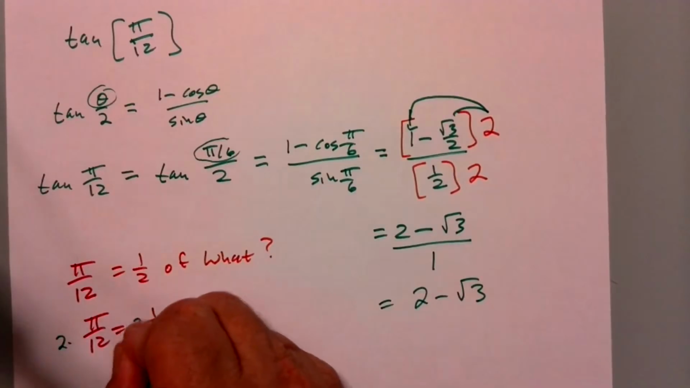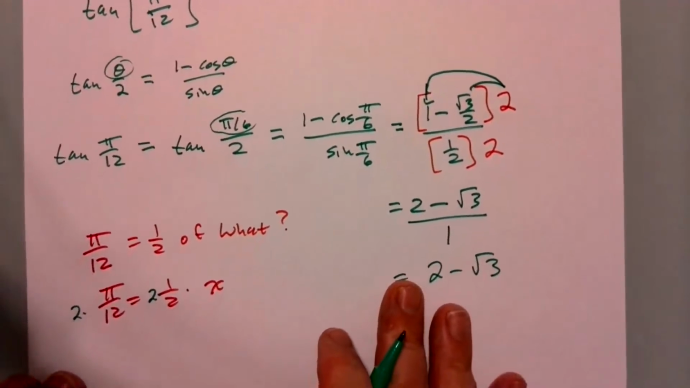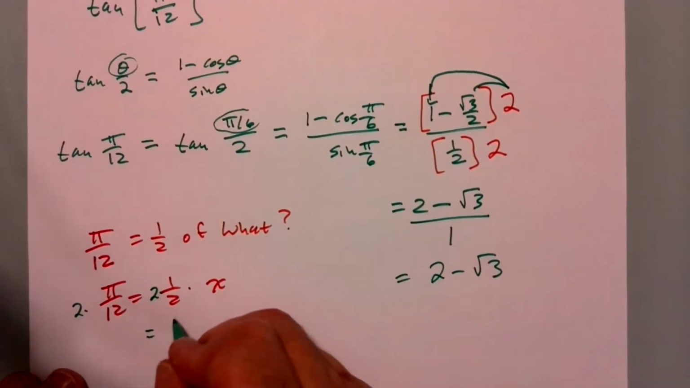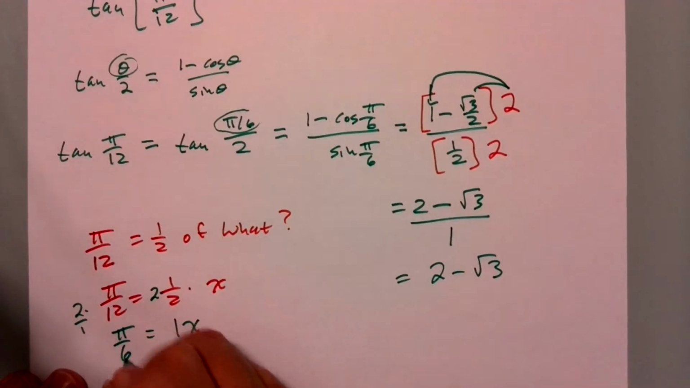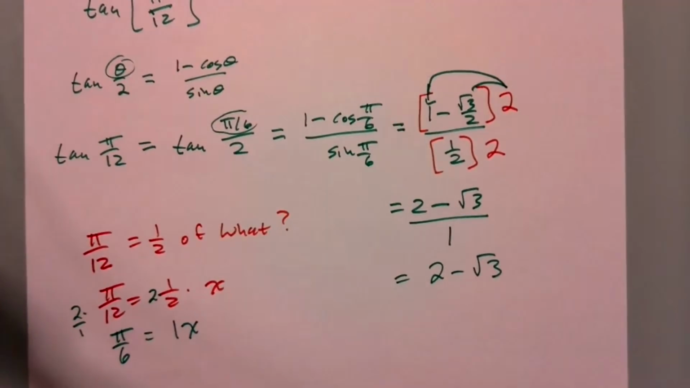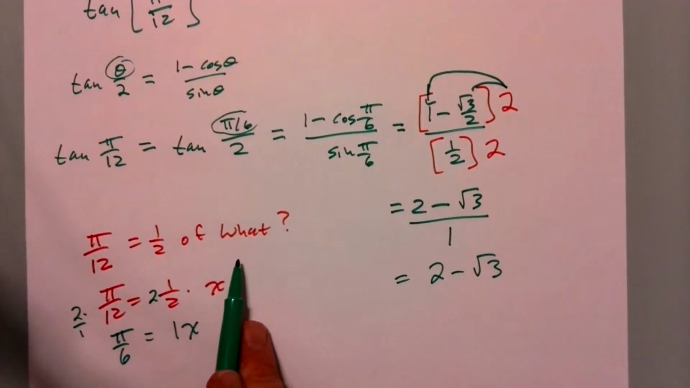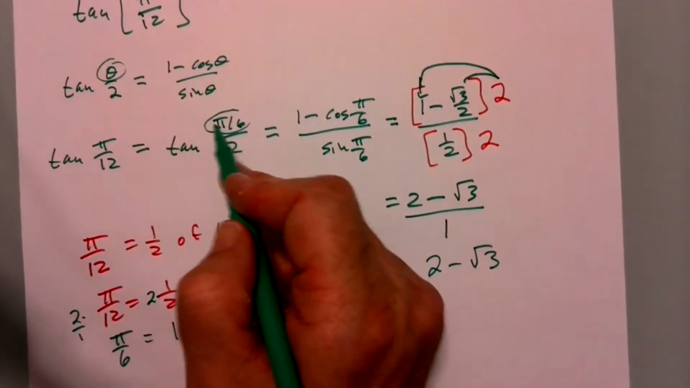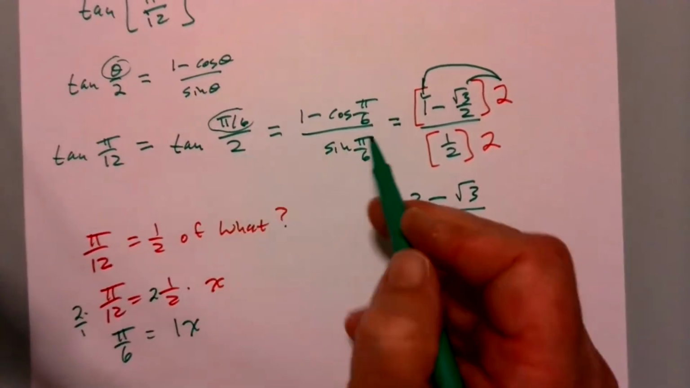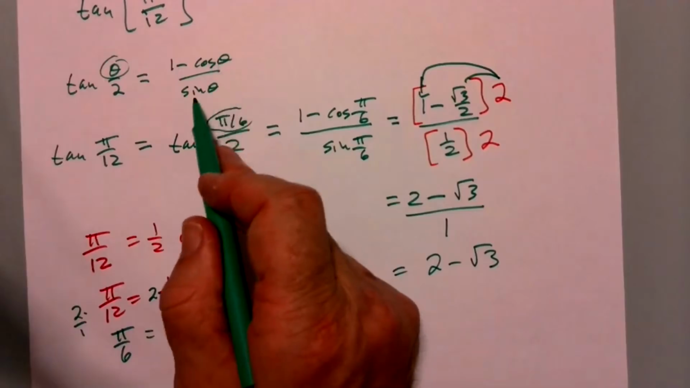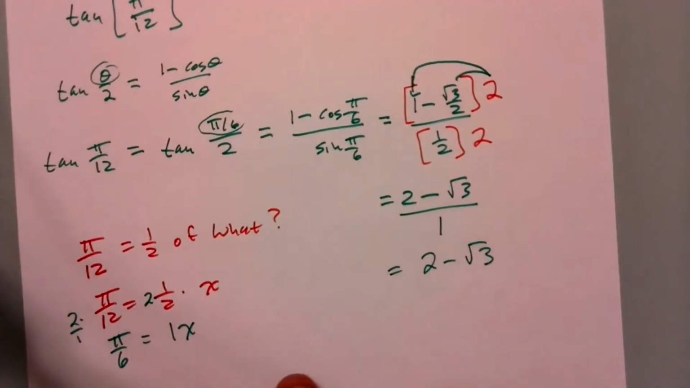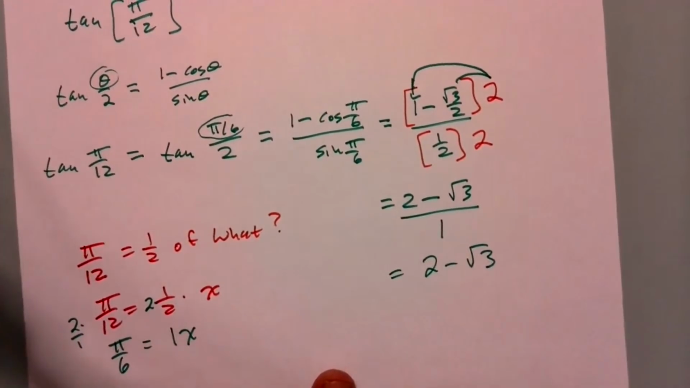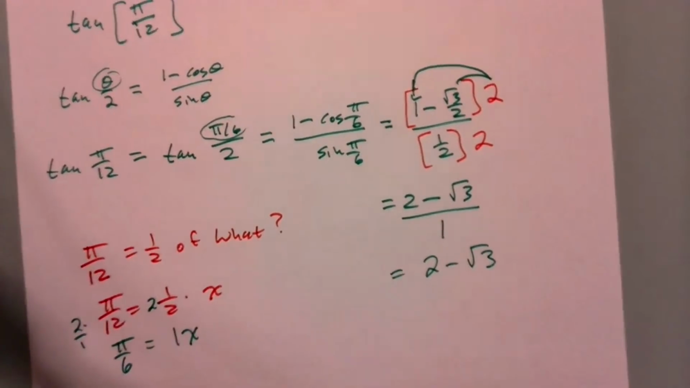Multiply the left side by 2, multiply the right side by 2. So on the right side, 2 times a half, I just get 1x. On the left-hand side, I get 2 over 1 times pi over 12. You reduce the fraction, and you get pi over 6. So indeed, pi over 12 is half of pi over 6. So I rewrote pi over 12 as pi over 6 divided by 2. And then I use this formula, 1 minus cos theta over sine theta, 1 minus cos pi over 6 over sine pi over 6. So yeah, that's a little tricky. I hope that clarifies things.